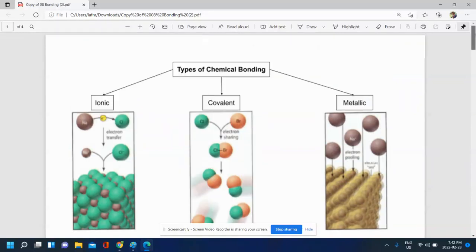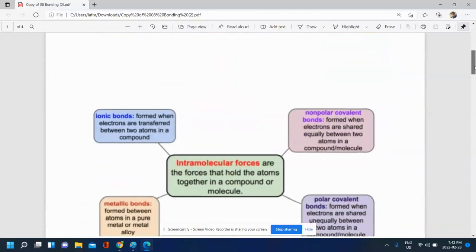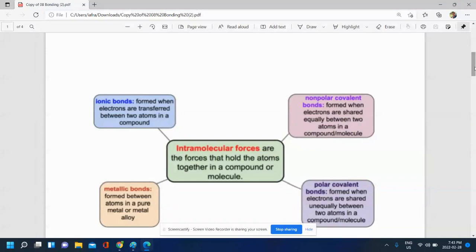In this video, we're going to be reviewing the types of chemical bonds, with our focus being on intramolecular forces. So here we have intramolecular forces. And what intra essentially means is that these are forces that hold the atoms together within a compound or within a molecule. We're not going to go into the intermolecular forces, but I'll show you the difference quickly.